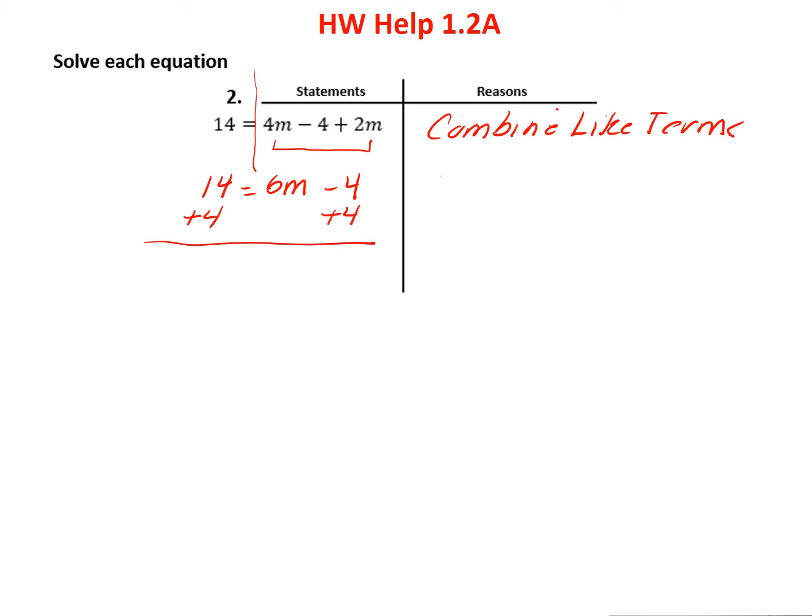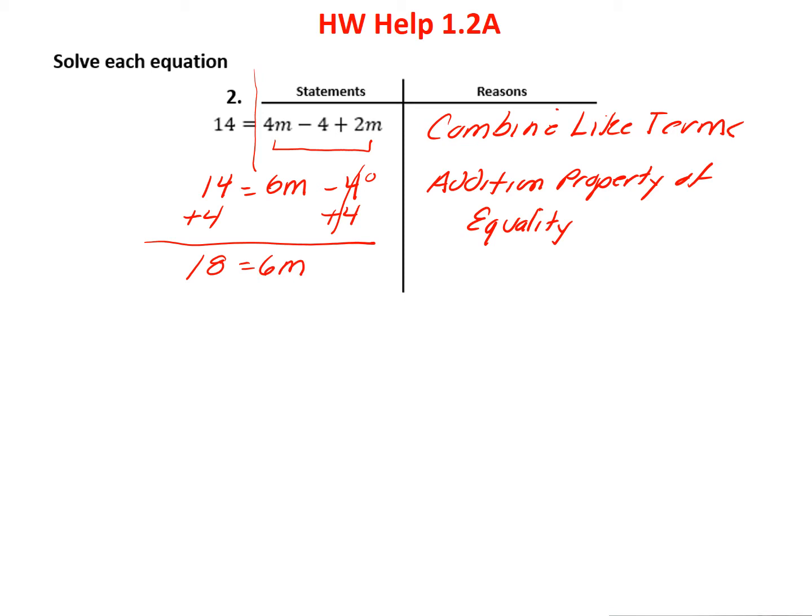This is called the addition property of equality. It simply means if you and your friend both have the same amount of candy bars, and I give each of you 2 candy bars, you still have the same amount because I gave you both the same amount. In this case, negative 4 plus 4 adds up to 0. See how we were trying to get rid of that? 14 plus 4 is 18 equals 6m.